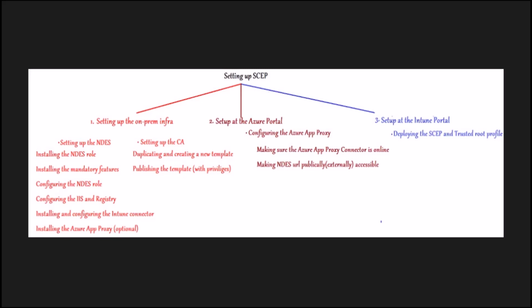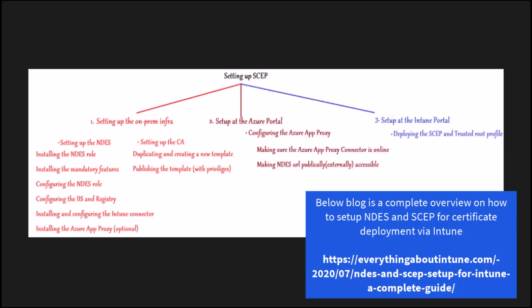I'm not going to go into very much detail on this because I intend on showing this firsthand live in the demo, but I just wanted to give you guys a structured approach. Now, setting up SCEP can be broken down into three different buckets. The first bucket is setting up the on-premise infra. There are some things that we have to do in the on-premise infra.